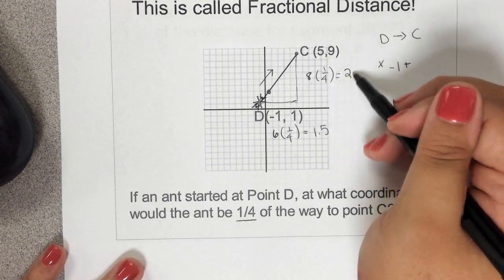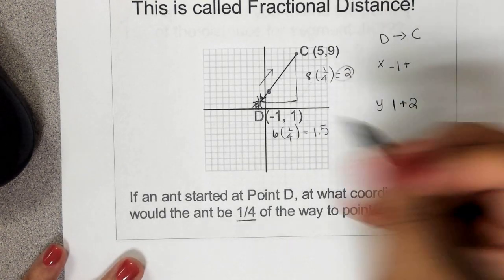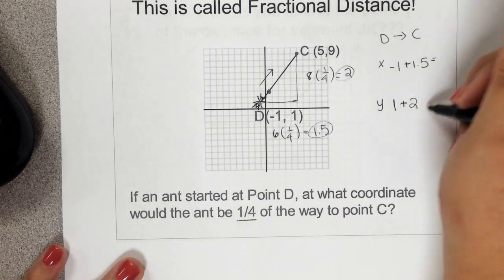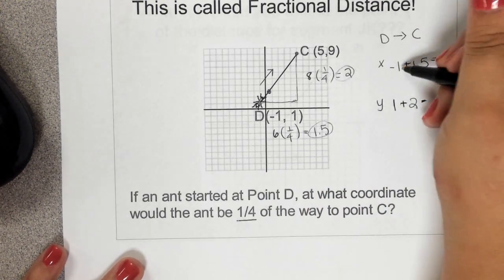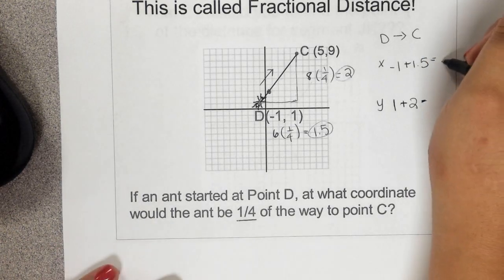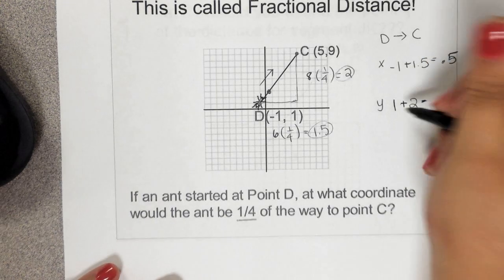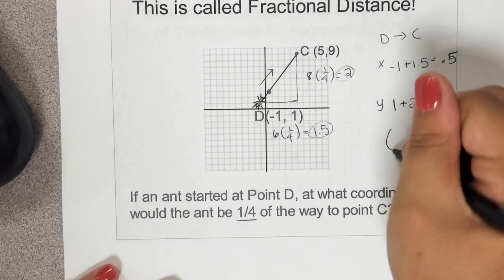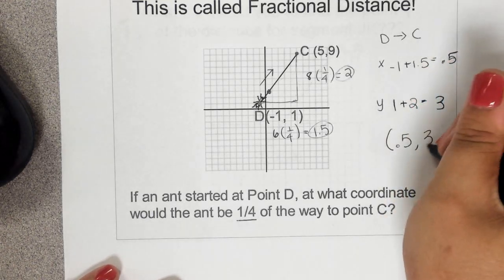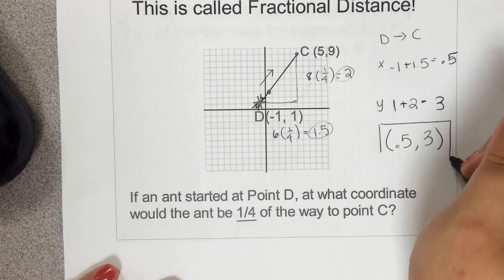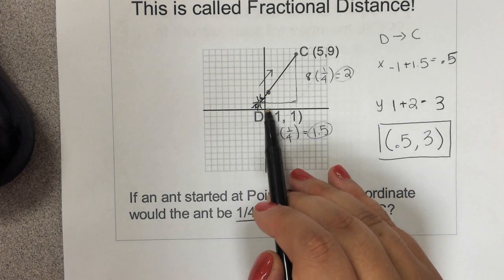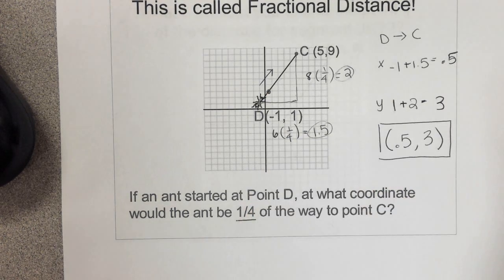And then I want to go up 2 for my y and 1.5 for my x. So to find the exact coordinate, -1 plus 1.5 is just 0.5. 1 plus 2 is 3. Therefore, 1/4 of the way is 0.5, 3. And that looks about right too, 0.5, 1, 2, 3.